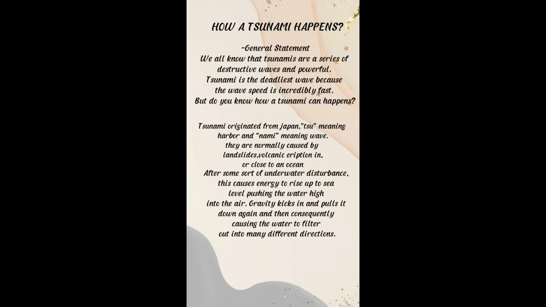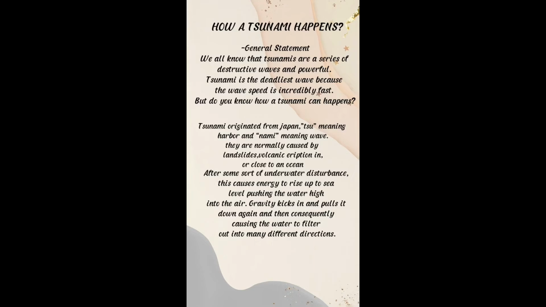First example, how a tsunami happens. We all know that tsunamis are a series of destructive and powerful waves. Tsunami is the deadliest wave because the wave speed is incredibly fast. But do you know how a tsunami can happen? Tsunami originates from Japanese tsu, meaning harbor, and nami, meaning wave. They are normally caused by landslides, earthquakes, volcanic eruption in or close to an ocean.